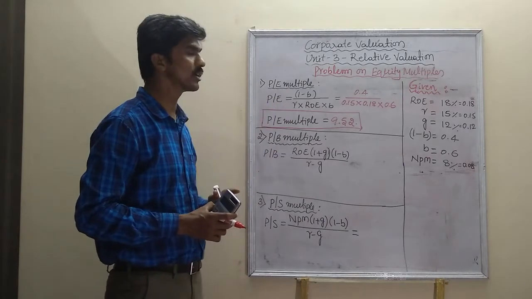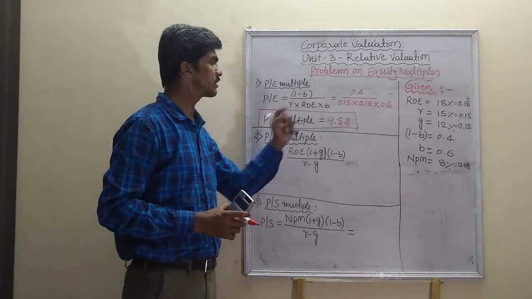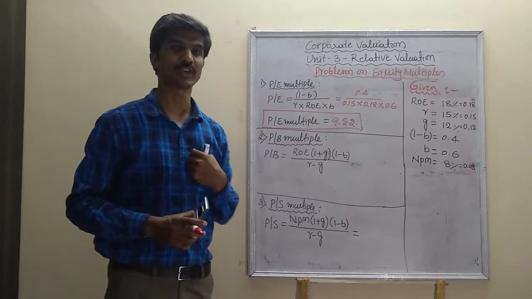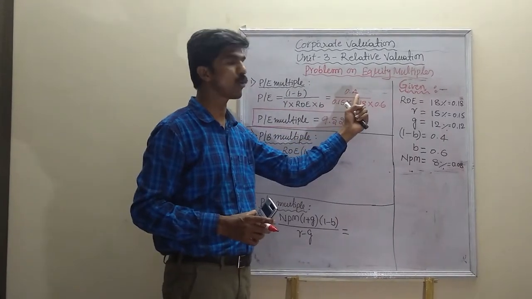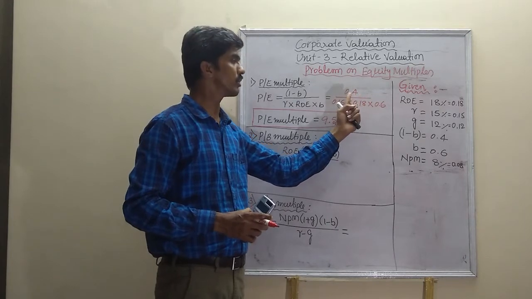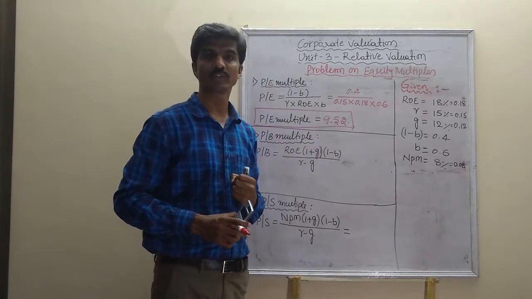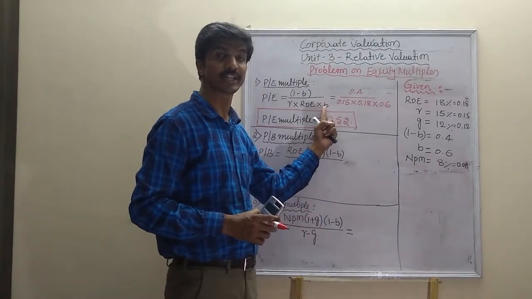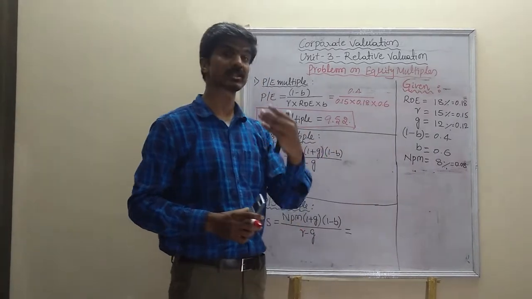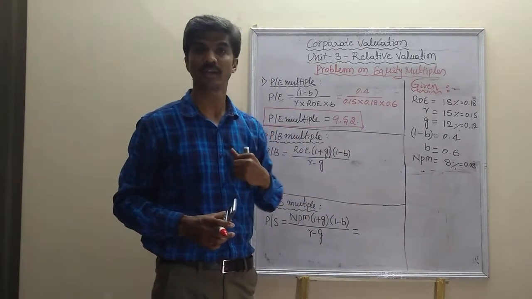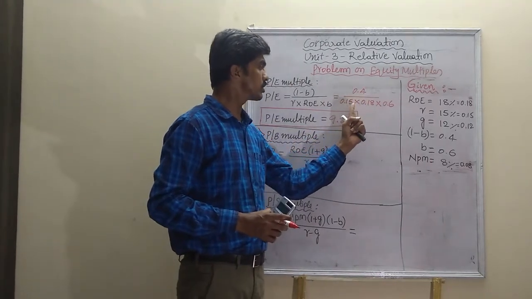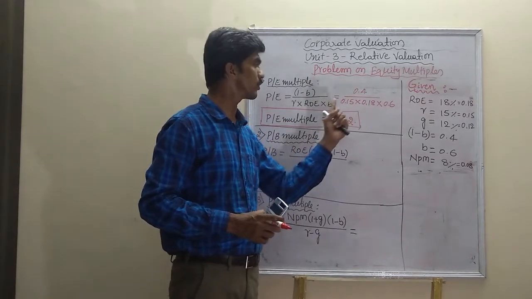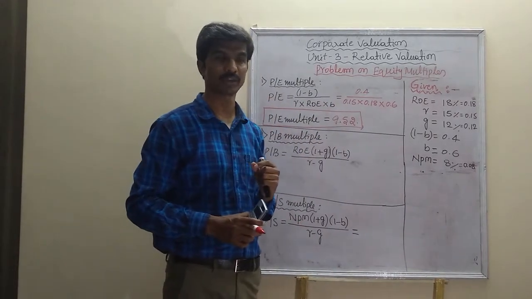This is about the calculation of PE multiples, that is price to earnings multiples. Here 1 minus B is the dividend payout ratio, that is the earnings which the shareholders will get. How much do they get? 0.4, meaning 40% of the earnings will be given to the shareholders as the dividend payout ratio. And here is B, the retention ratio, that is 0.6. 60% of the earnings are retained with the company. So this is how you are going to calculate the PE multiple here.